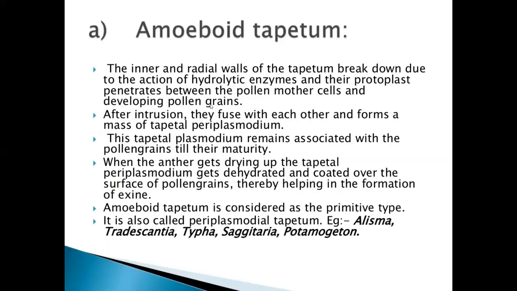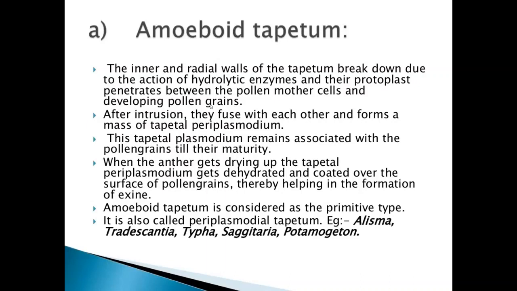So in the amoeboid tapetum, the inner and radial walls of the tapetum break down due to the action of hydrolytic enzymes, and their protoplast penetrates between the pollen mother cells and the developing pollen grains. In a simple way, amoeboid tapetum means the amoeboid cells are formed from the immature tapetal cells. So what is the difference between amoeboid and secretory?